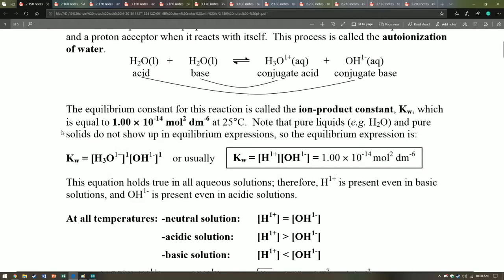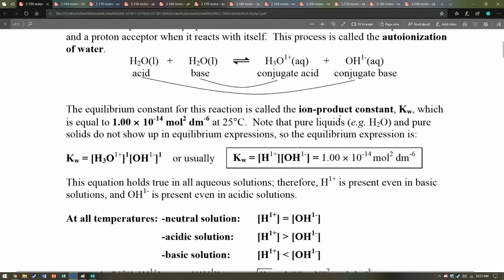Now, the equilibrium constant for this reaction is given the special designation of the ion product constant, Kw, which is equal to 1.00 times 10 to the minus 14. Those units are mole squared per cubic decimeter to the minus 6, whatever, at 25 degrees centigrade.